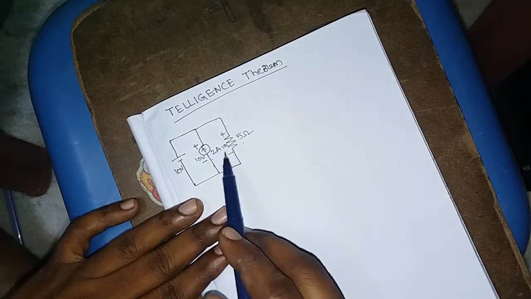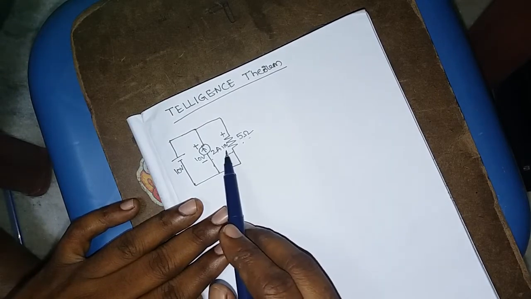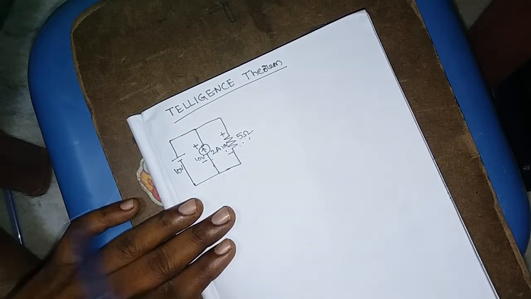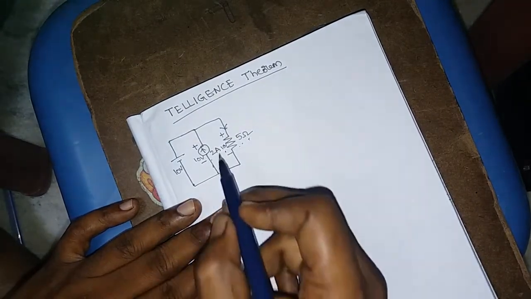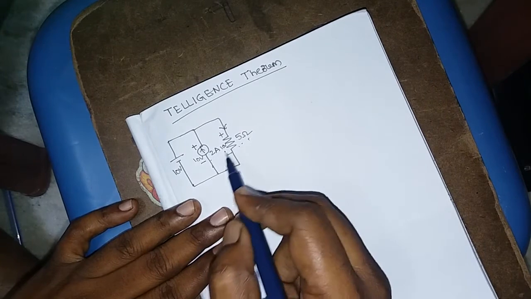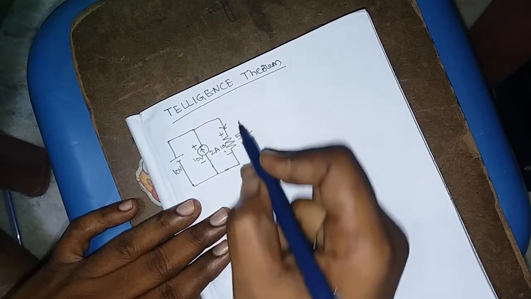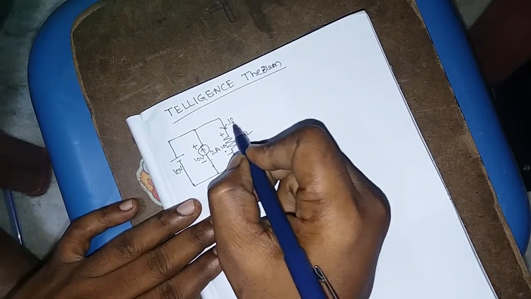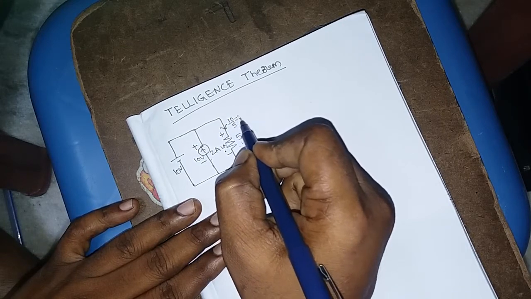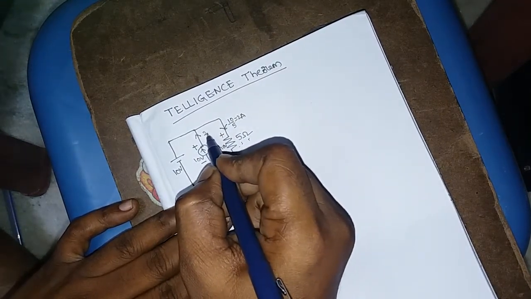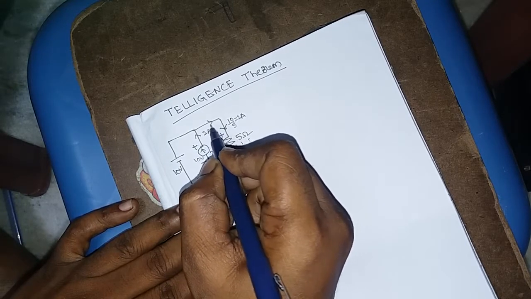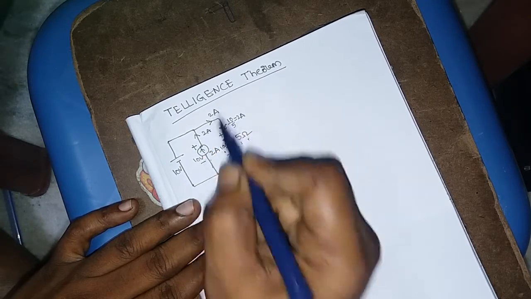Now how much current is passing through the resistor? We know that the voltage across the resistor is 10 volts and the resistance is 5 ohms, so we can calculate the current very easily: I is equal to V by R. V is 10 volts, R is 5 ohms. Therefore 10 by 5 is equal to 2 amps. Here 2 amps is coming in and 2 amps is going out.